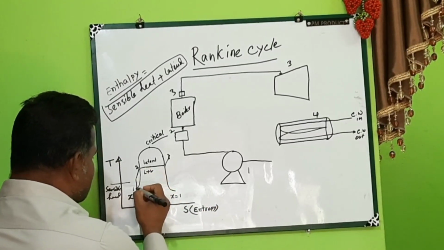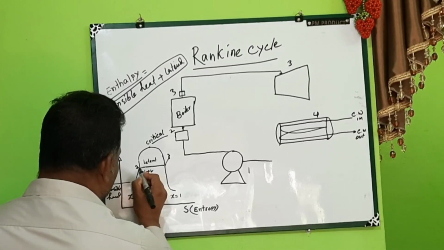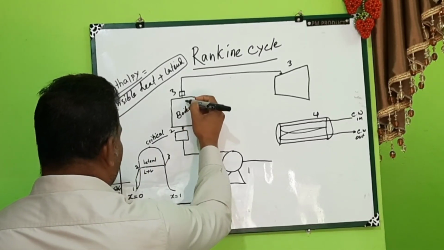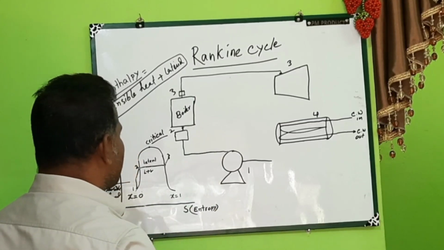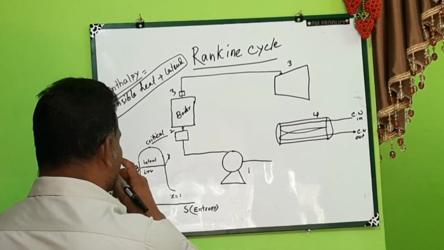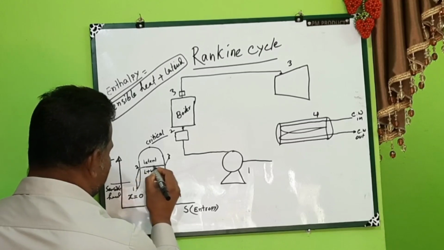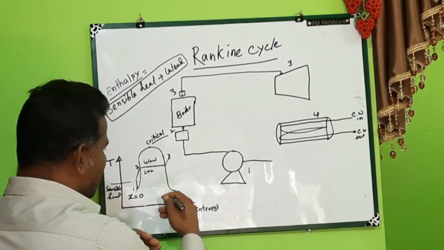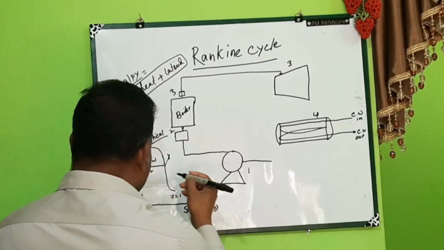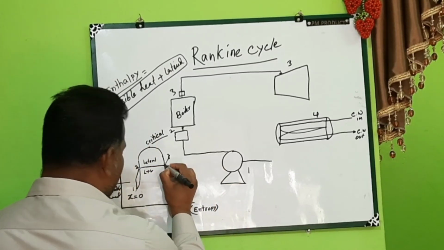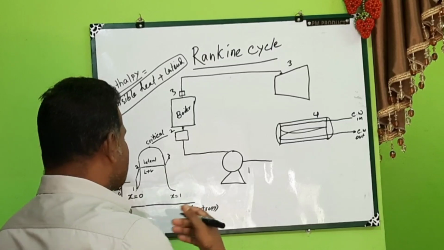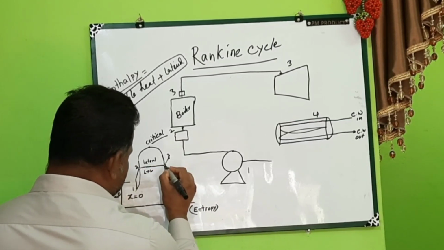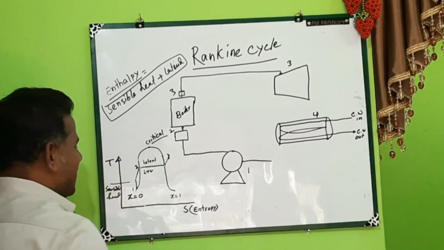Up to this point is called sensible heat. From 2 to 3, this flow has gone to the boiler, and in the boiler we are adding heat. After adding this heat, the temperature is not increasing. This is wet steam, and this wet steam is converted to dry steam. When it comes to this point, all the steam will be dry. So wet steam to dry steam at this point is called latent heat.